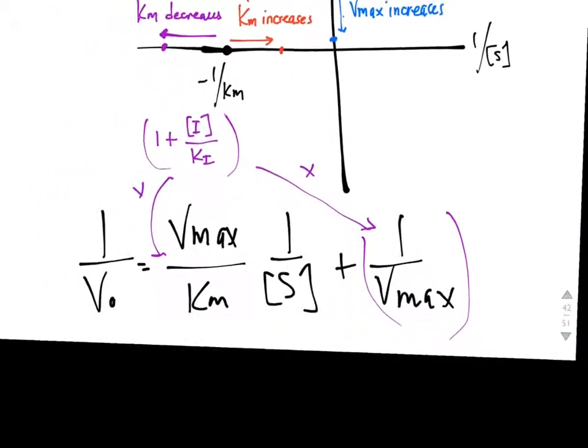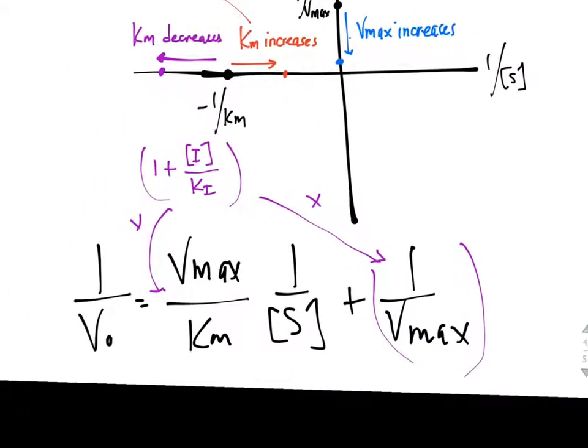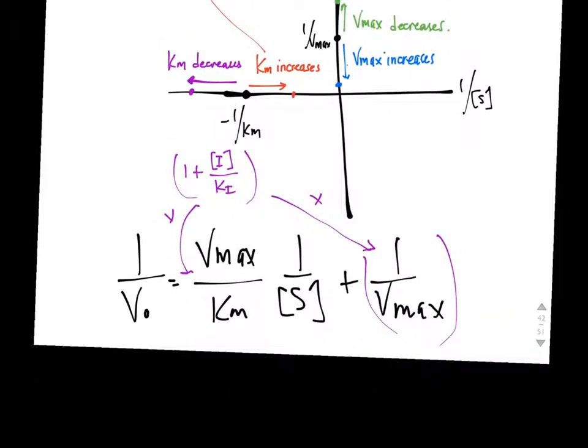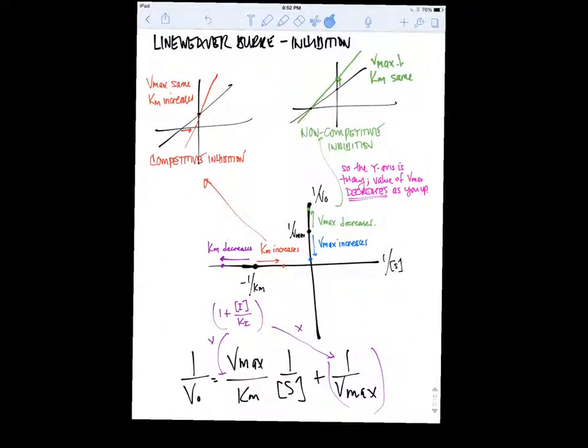And I have some more math here. There are some expressions that model the inhibitor, but I'm not going to go into that right now. So anyways, what do we talk about? All of this was coming from the Michaelis-Menten equation.